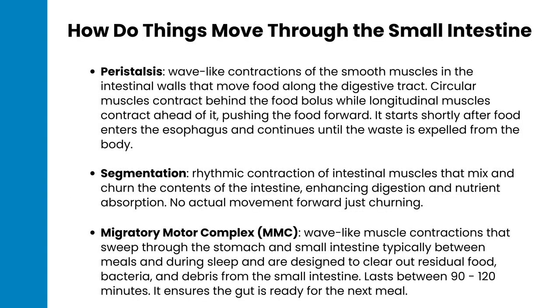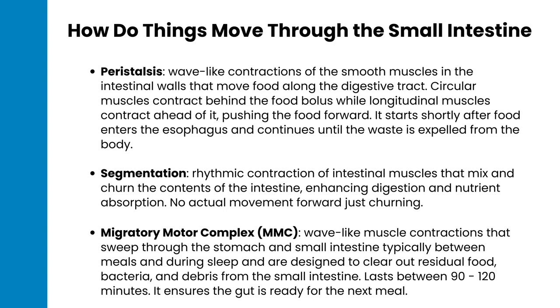So, how do things move through the intestine? This is something we always want to think about because when people are constipated, we know that this is always going to be a part of it. There's not enough movement that's happening through the intestines. So, the main form is peristalsis. That's that wave-like contraction of the smooth muscles in the intestinal walls that move the food along. There's an actual circular contraction behind the food and a longitudinal contraction ahead of the food that moves the food forward.